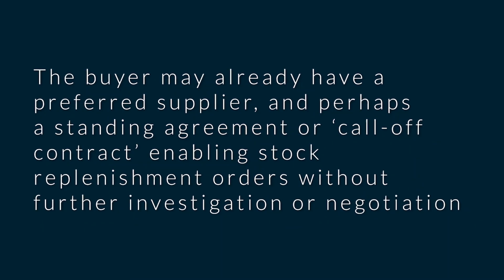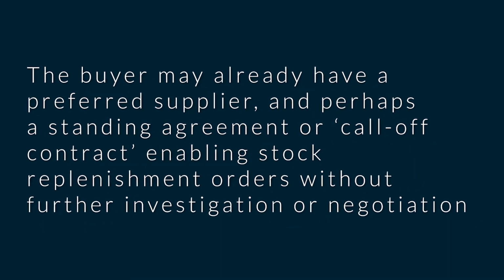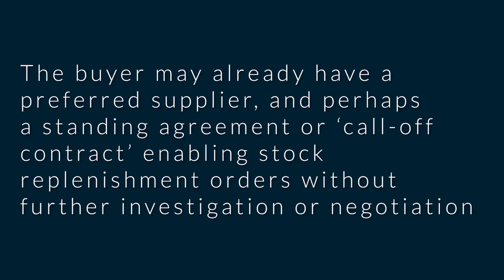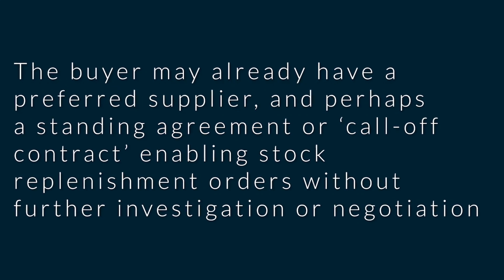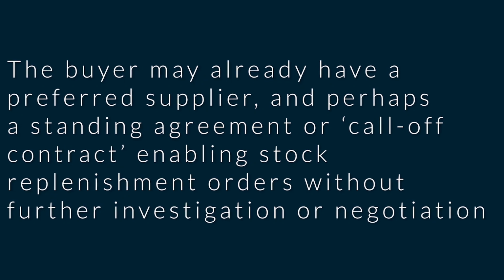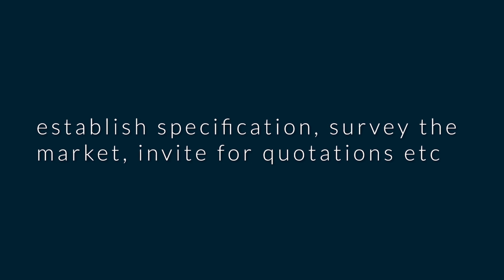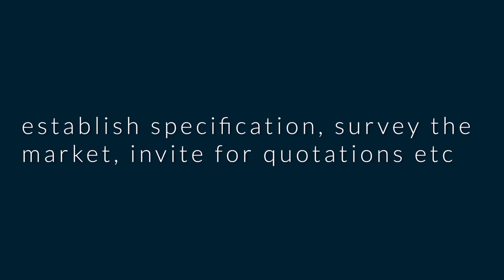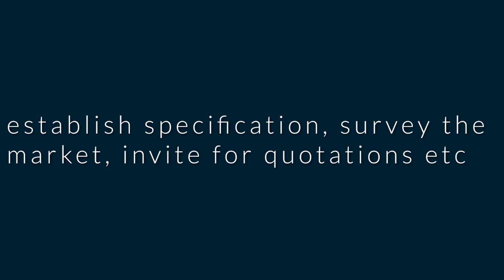In this case, the organization is buying something they have bought before. It is an equivalent of saying add us 30 more stationary items. The buyer may already have a preferred supplier and perhaps a standing agreement or a call-off contract enabling stock replenishment orders without further investigation or negotiation. And that could also mean that the buyer will not have to do things like establishing specification, surveying the market, inviting quotations. And why are they doing that? Because they're just buying from a supplier that they've already dealt with before.